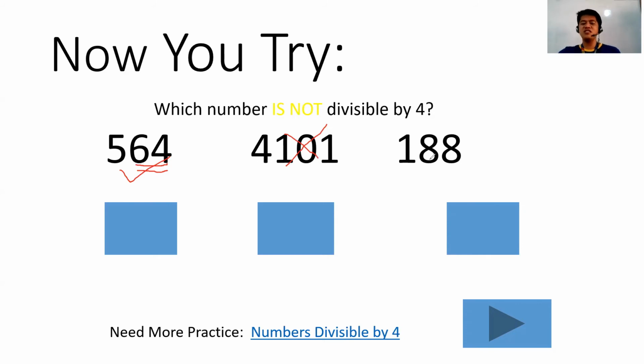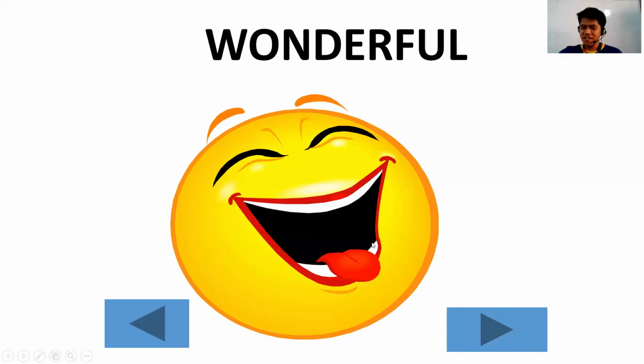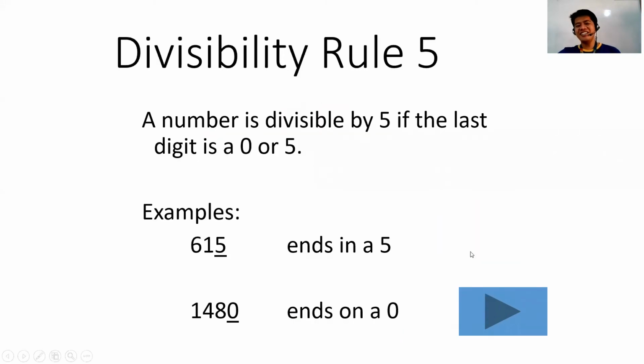Let's proceed to 188. Let's look at the last two digits. It's 88. And 88 is divisible by 4. So therefore, the correct answer, which number is not divisible by 4? It is 4,101. Let's check our answer. Kung tama ba talaga? Let's click. Very good. Our answer is correct.